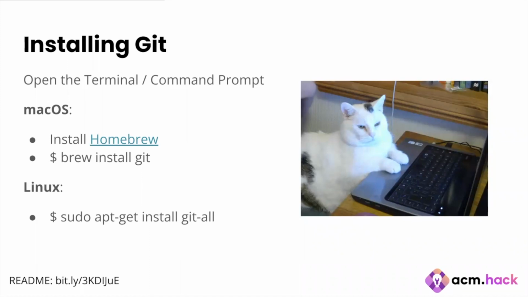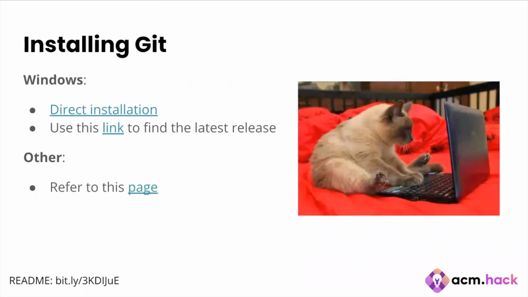And then after that, you'll want to go into the terminal and type brew install git. And for Linux, you'll just open your terminal and type sudo apt-get install git-all. And then for Windows, Windows has a direct installation.